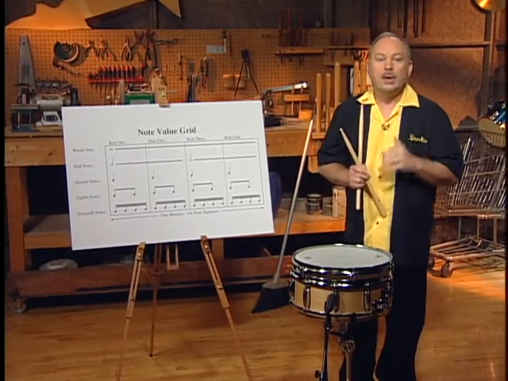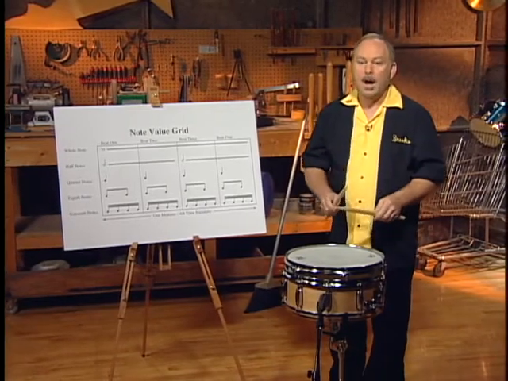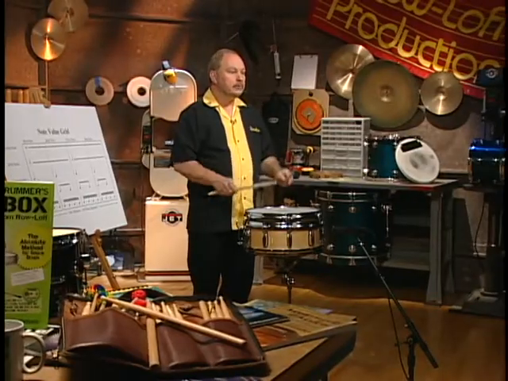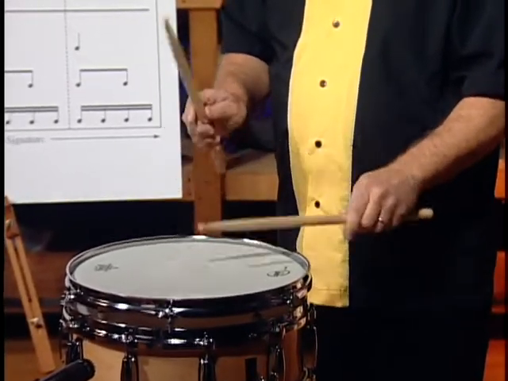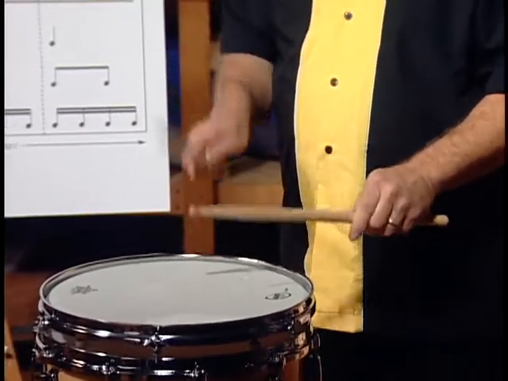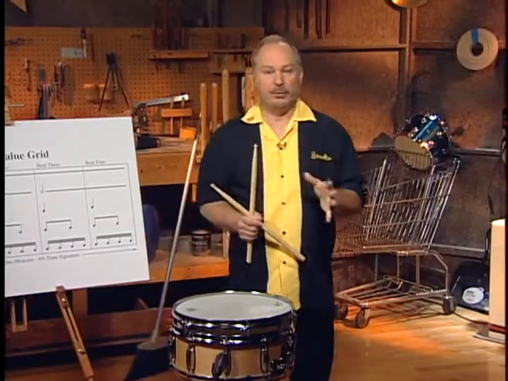So here we go, exercise number 3, very slowly. 1, 2. 1 E and a 2 E and a 1 E and a 2 E and a 1 E, a 2 E, a 1 E, a 2 E, a 1. And that's a nice little syncopated rhythm right there.